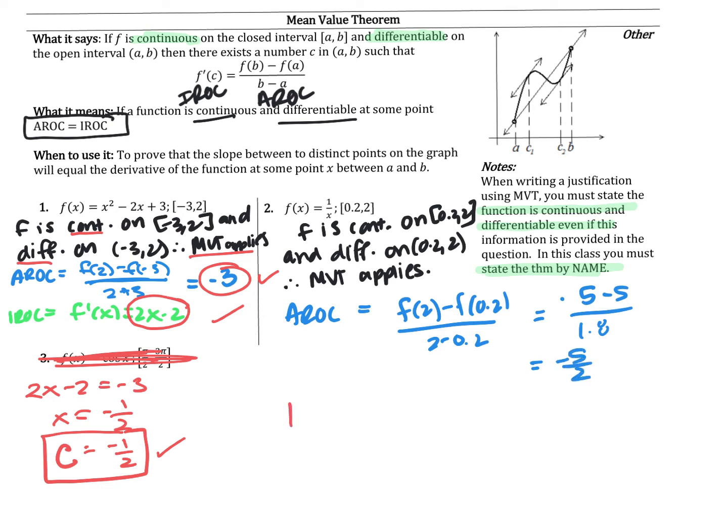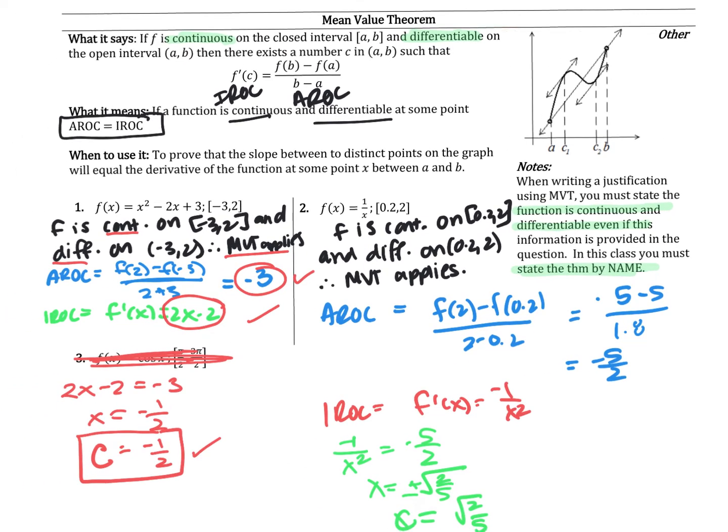The instantaneous rate of change is going to be that f prime of x equals -1 over x squared. So by the mean value theorem, we can set these two things equal to each other. -1 over x squared equals -5 over 2. This is going to get us that x equals plus or minus the square root of 2 over 5. In the interval that we care about, that is just going to be that c equals the square root of 2 over 5.